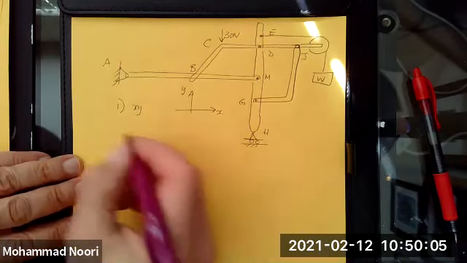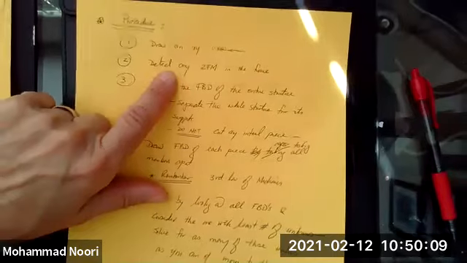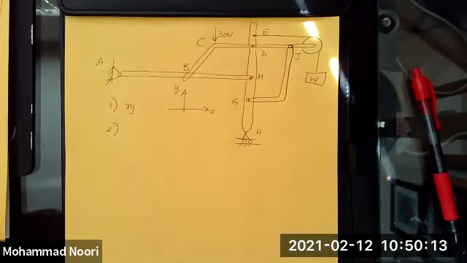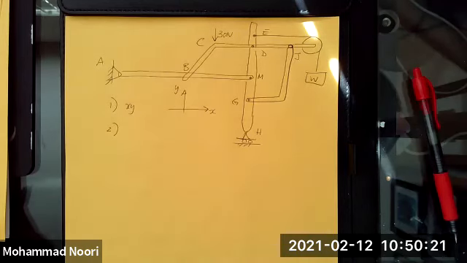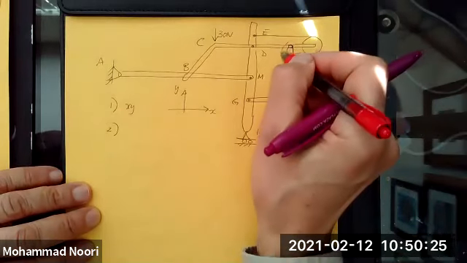So this is the second step. Detect if you see any two force members in this structure. Do you see a two force member in this structure? Okay. Of course, we talked about that before.